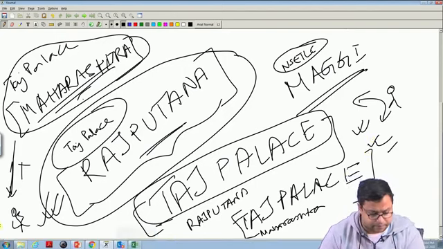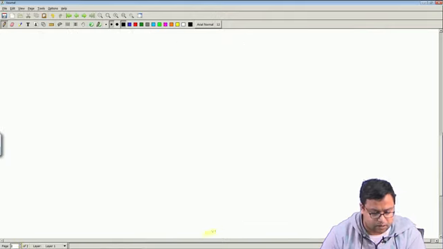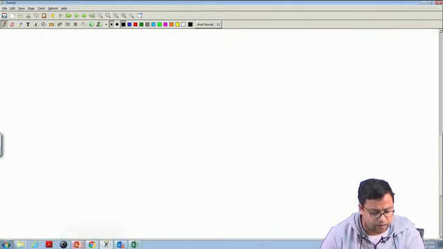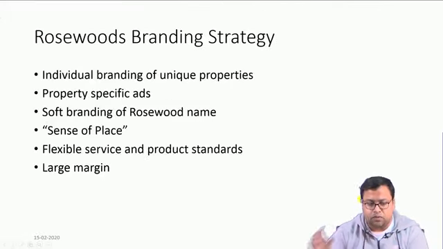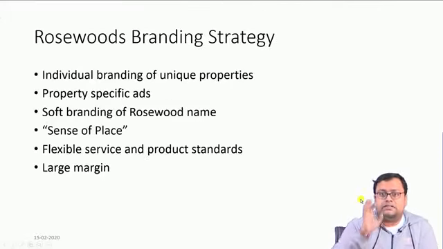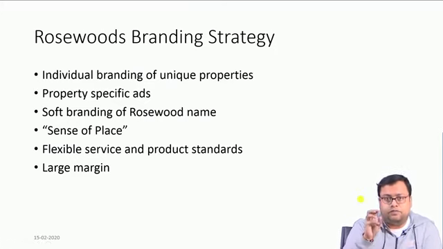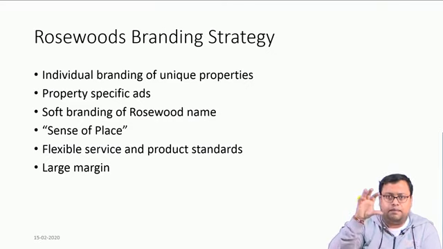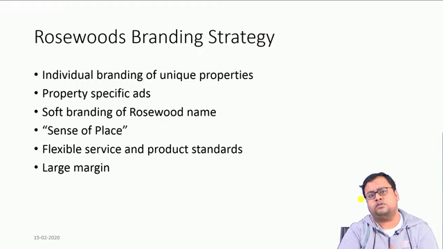So, coming back to whatever I was saying in the context of our case. There was individual branding of unique properties, and that is why the ads were property specific. There was soft branding of Rosewood names. So, Rosewood was small and then the property name was big, and there was a sense of place. Everything was around the heritage and so on.